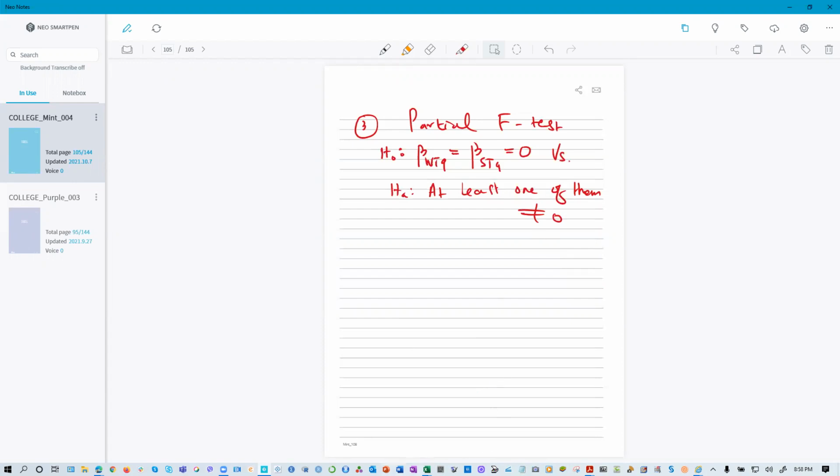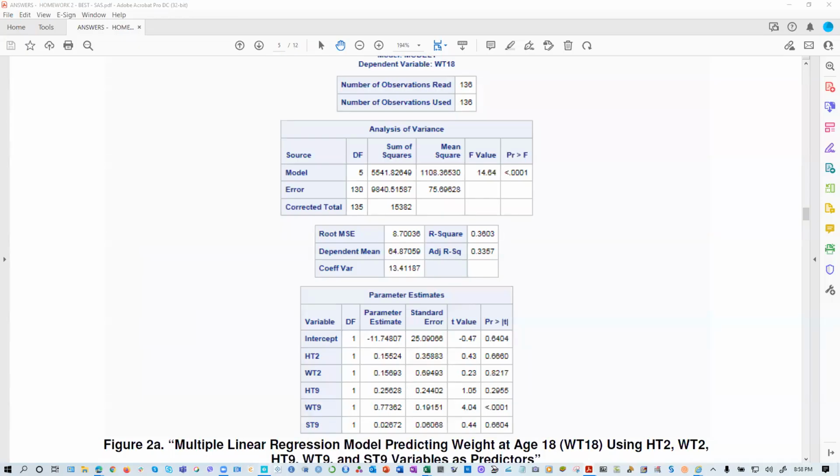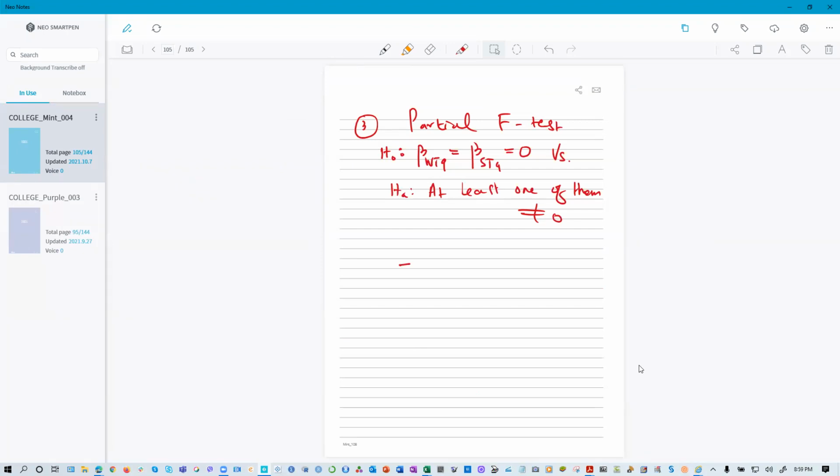How do you build up that result? We write the equation for such a test. Can you remember? For such a test, you need the F: the sum of squared error for the reduced model, minus the sum of squared error for the full model, divided by K minus L, over the sum of squared error of the full model divided by N minus P. That's F.